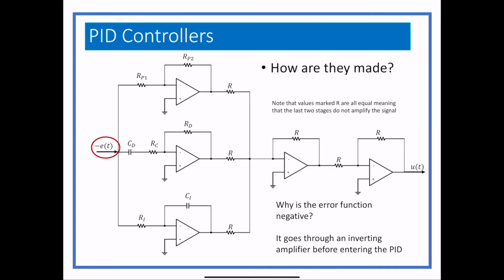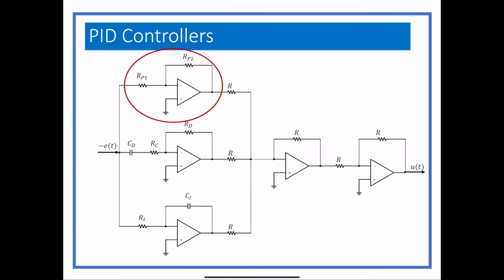Then RP1 and RP2 are the resistors for the proportional part, and RD, RC, and CD are for the derivative, and then CI and RI are for the integrator. So all of those can be changed and are made different so that the proportionalities between them are different. So at the top, you should recognize that as just an inverting op-amp circuit.